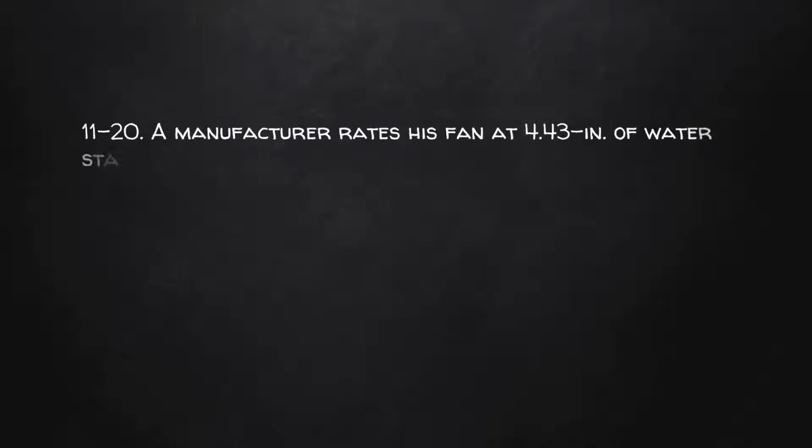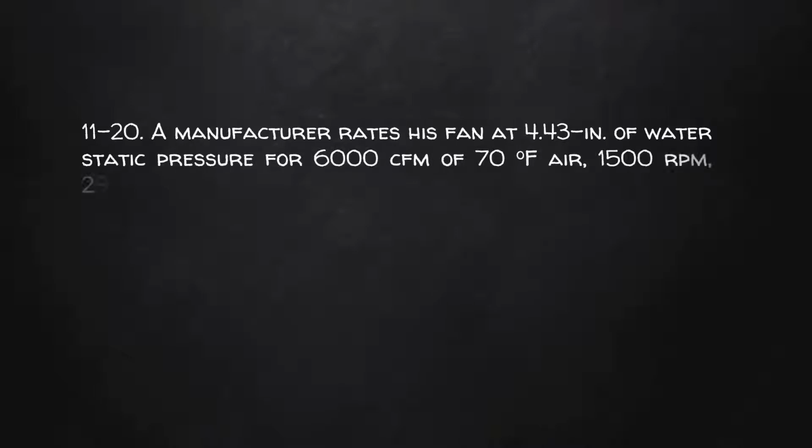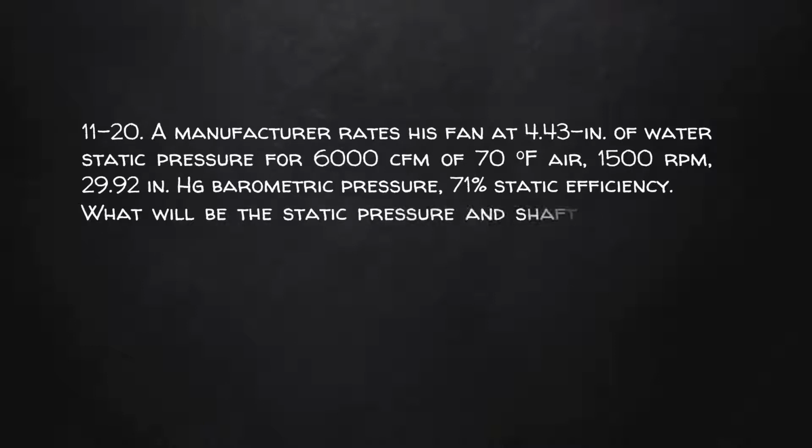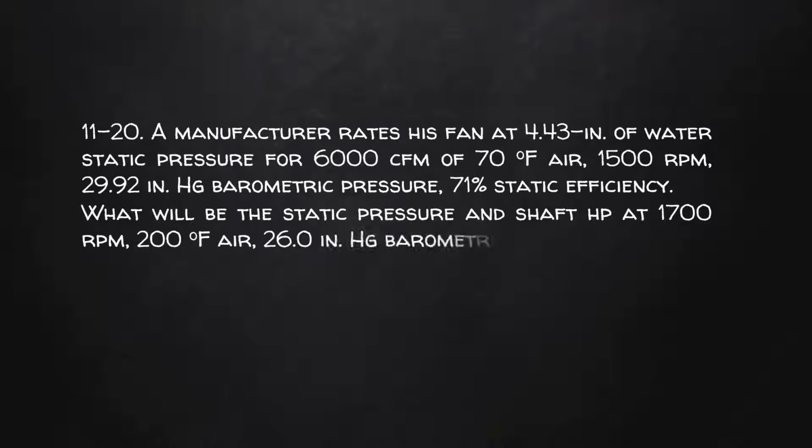A manufacturer rates his fan at 4.43 inch of water static pressure for 6,000 cfm of 70 degree Fahrenheit air, 1,500 rpm, 29.92 inch Hg barometric pressure, 71% static efficiency. What will be the static pressure and shaft horsepower at 1,700 rpm, 200 degree Fahrenheit air, 26.0 inch Hg barometric pressure?